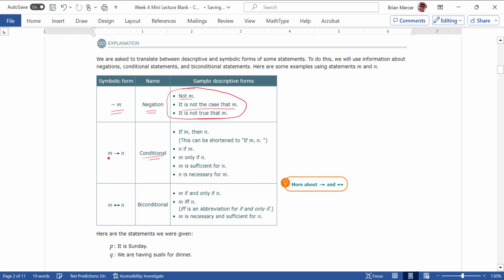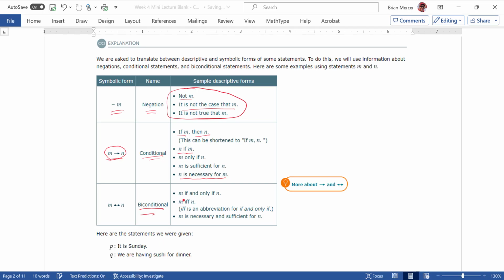So the conditional statement, that's M implies N. The straightforward way is if M, then N. That's sort of the literal translation of this statement. But another way to say it is N if M. In other words, N will happen if M happens. Or M only if N. Or M is sufficient for N. Or N is necessary for M. Those are all different ways of saying that conditional.